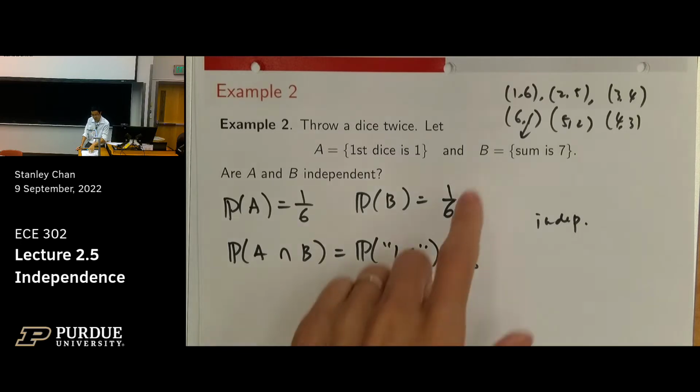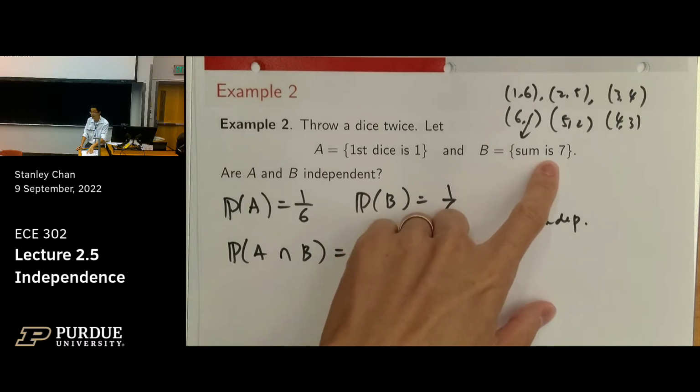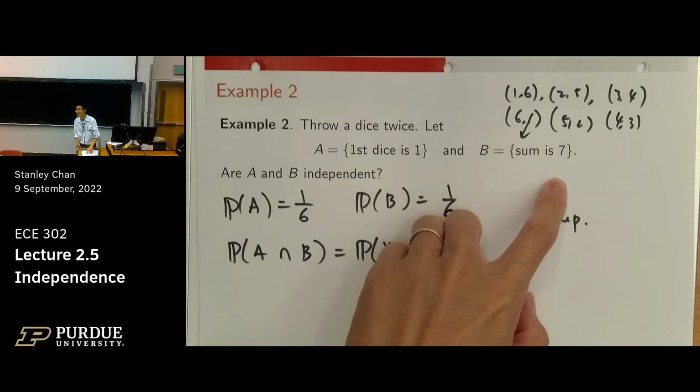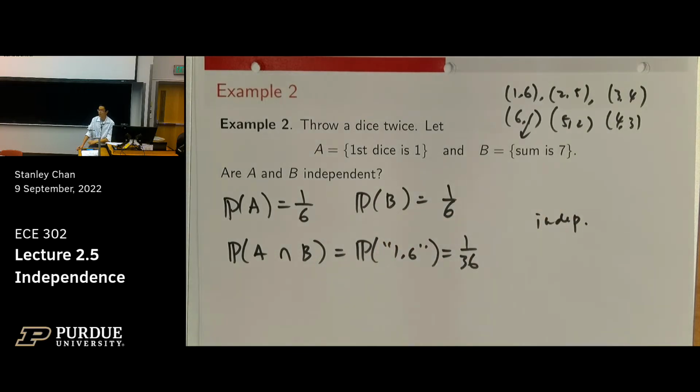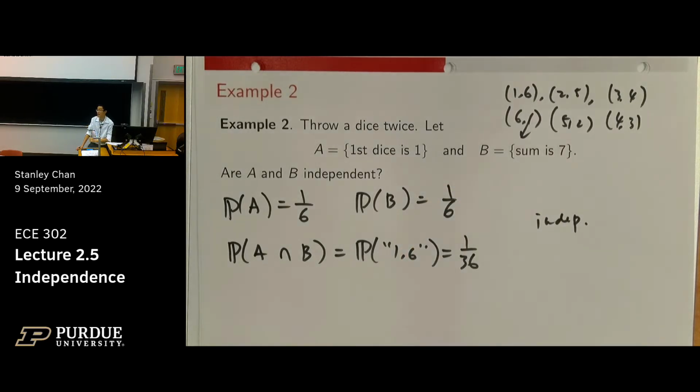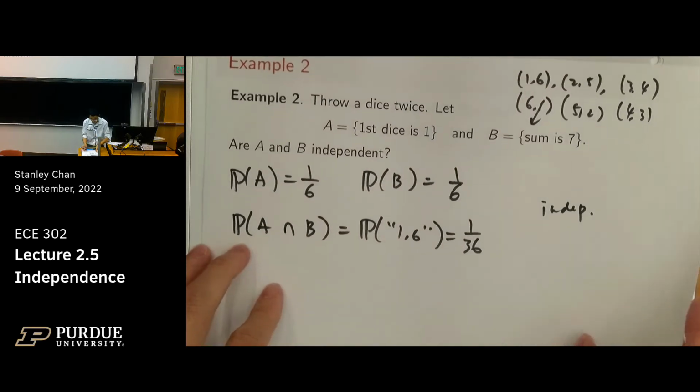How about we change sum is 6 or sum is 8? Will that change the conclusion? Think about that. If I change sum is 7 to sum is 8 or sum is 9, will it change the conclusion? Some are nodding your head, right? So let's do some quick calculation to prove that.